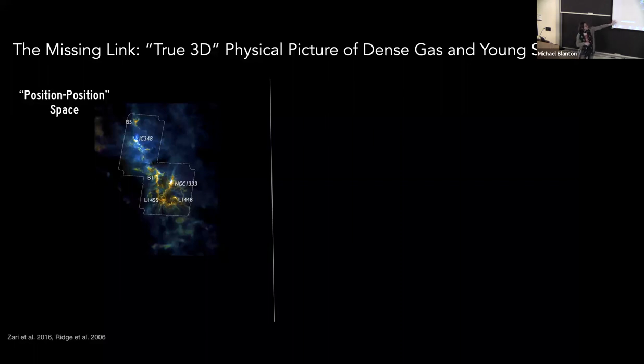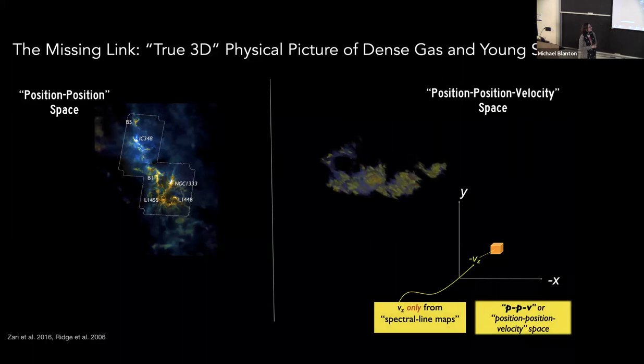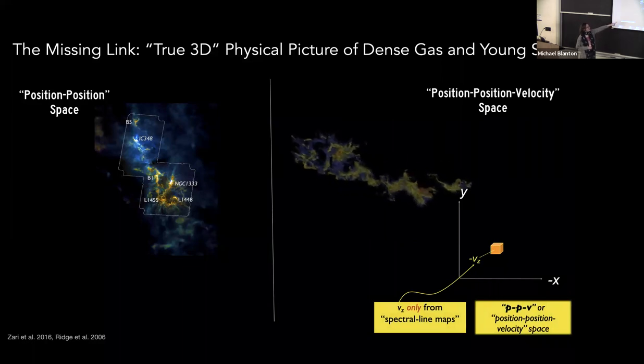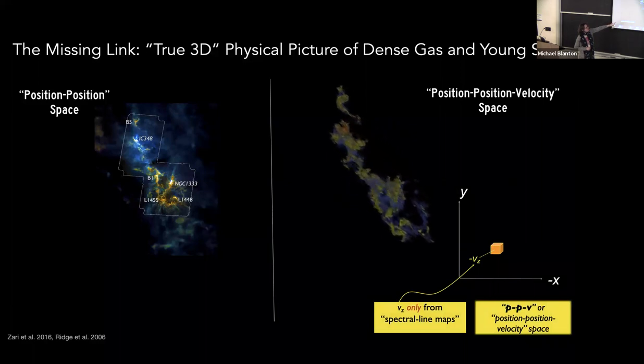We either have these 2D views, or we have these so-called false 3D views. They're called position-position-velocity space views of the ISM. So that's that same cloud, the Perseus molecular cloud. And it looks like it's 3D, but actually it's position-velocity space, where the third dimension is not actual distance or physical depth of the cloud, but rather the radial velocity of the cloud obtained from the Doppler effect of the carbon monoxide (CO) spectral line.